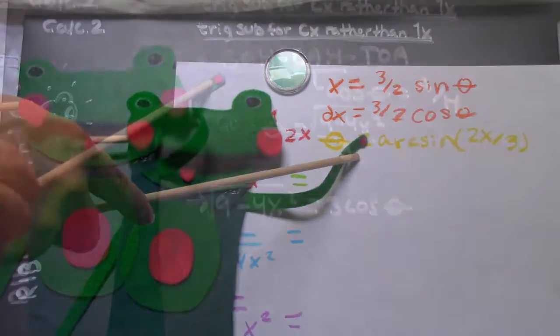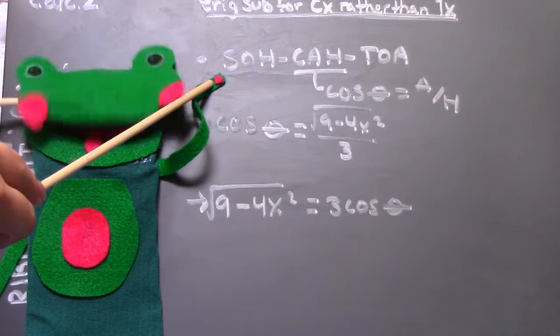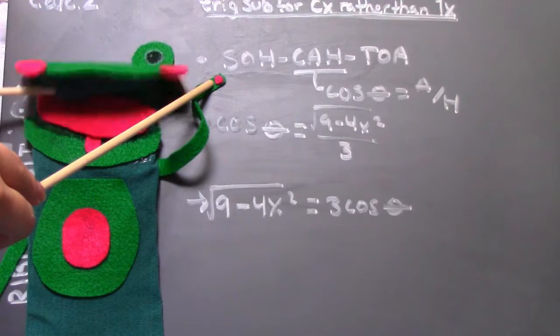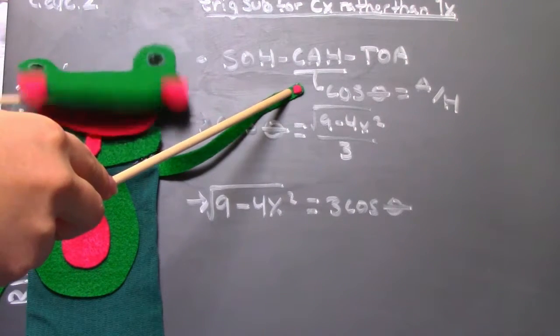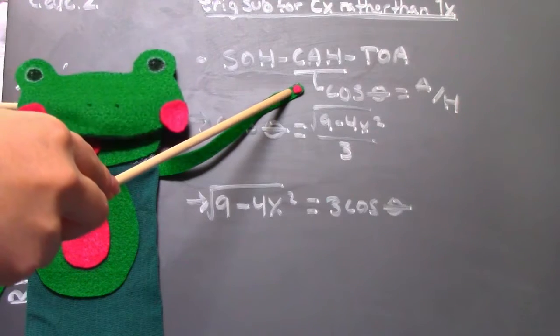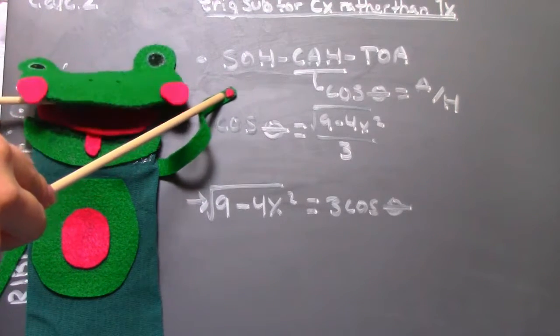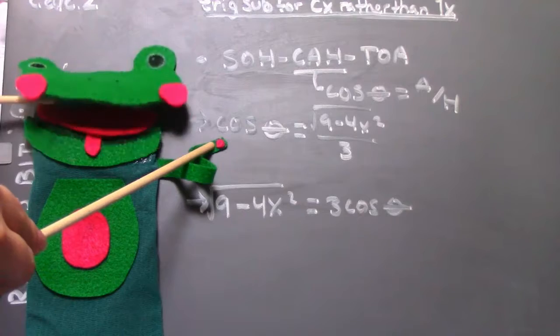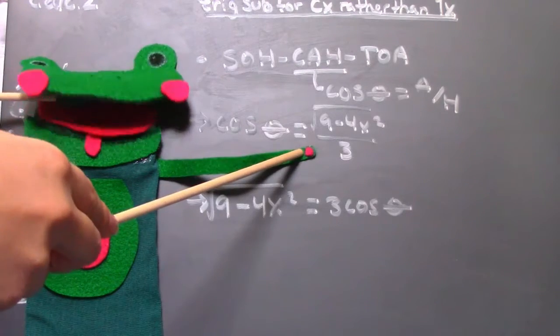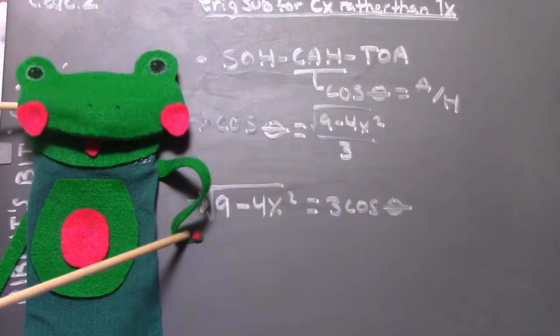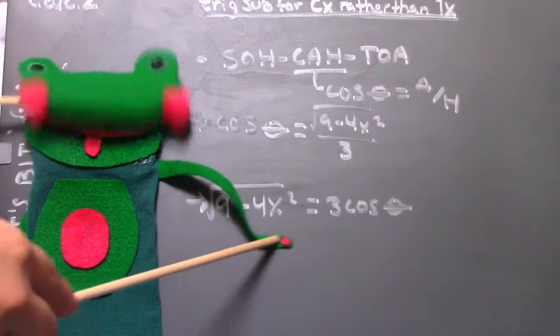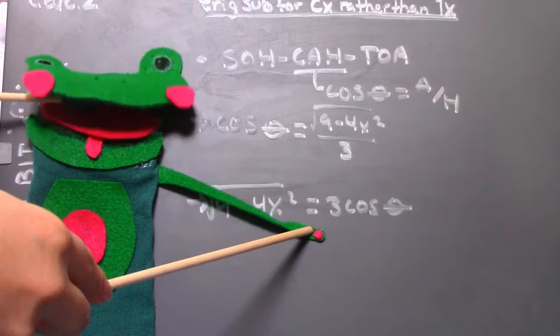Ta-da! Step 4. Identify the square root component using trig. According to SOHCAHTOA, cosine of theta equals adjacent over hypotenuse. After plugging in my information, I find that the cosine of theta equals the square root of 9 minus 4x squared over 3. Rearranging that gives me the square root of 9 minus 4x squared equals 3 cosine theta.